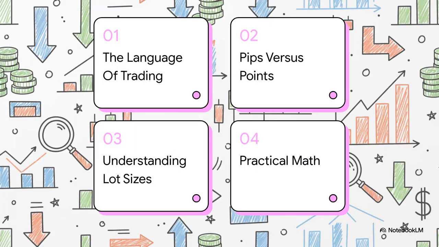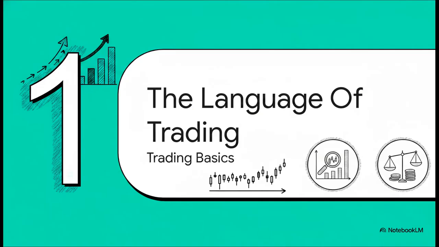Here's our roadmap for today's masterclass. First, the language of trading. 2, pips versus points. 3, understanding lot sizes. And finally, 4, step-by-step practical math. All right, let's kick things off with Section 1, the language of trading.